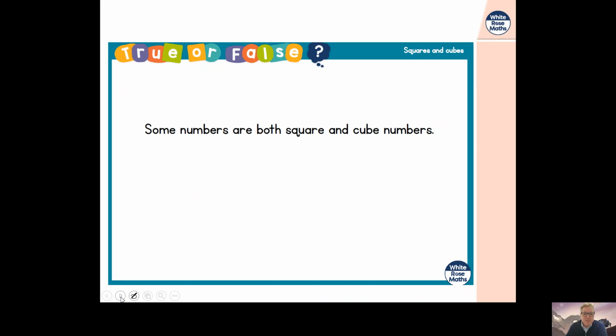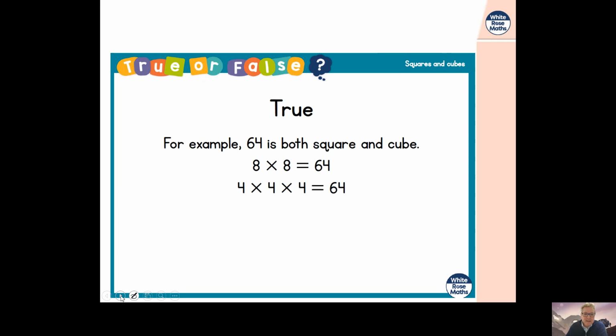So true or false, some numbers are both square and cube numbers. So you want to pause here, have a think about it, check out your reasoning, come up with any examples to prove or disprove it. So it's true. And for example, 64 is both a square and a cube number.